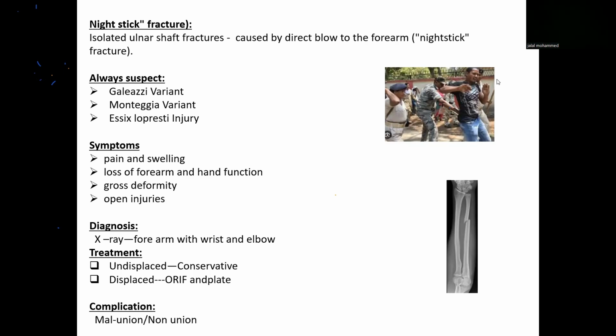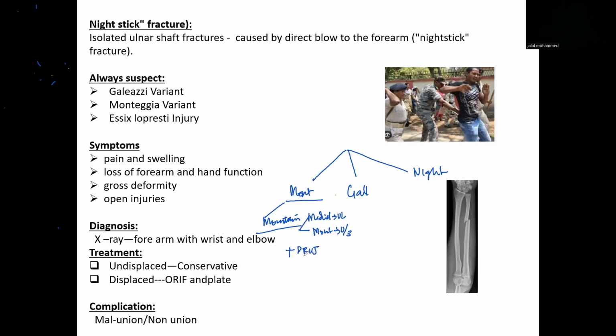So here I just want to brief what we have learned in the class so that you need to remember. We have learned Monteggia fracture, Galeazzi fracture, then we have nightstick fracture. So Monteggia, always remember mountain. Mountain means medial bone. M for mountain, M for medial. Medial bone is ulna. Then mountain is always high. So upper third ulnar fracture, plus here we have proximal radio-ulnar joint dislocation. So that is radial head is dislocated.